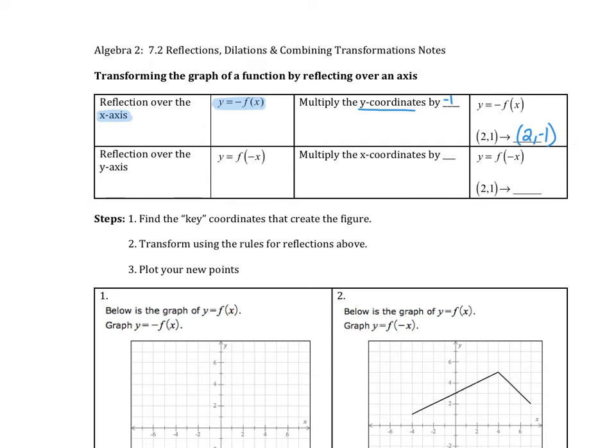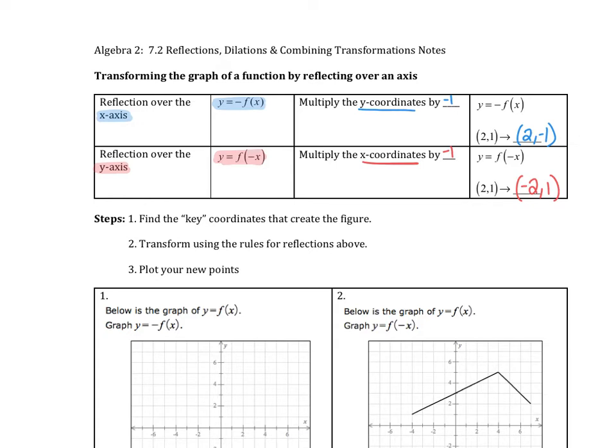Okay? Then if you are reflecting over the y-axis, your equation is going to look something like this. Y equals f of -x. And what that's telling you to do is that you multiply your x coordinates now by -1. So if you want to reflect over the y-axis, you have to multiply the x coordinates by -1. So if your original ordered pair is again 2, 1, then your new ordered pair for a reflection over the y-axis is -2, 1. So basically I multiplied the x coordinates by a -1.